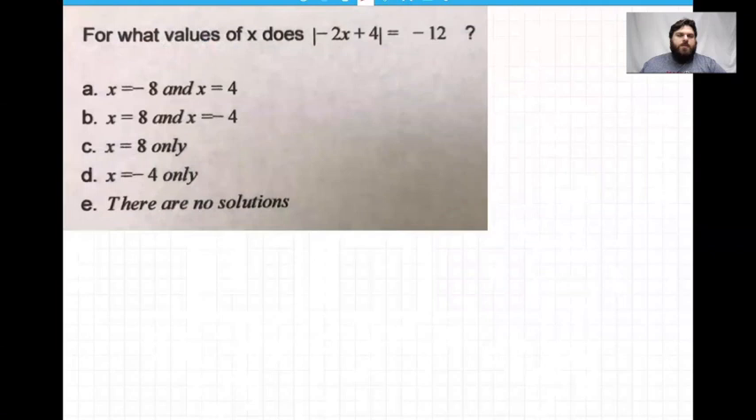All right, for what values of x does absolute value of negative 2x plus 4 equal negative 12?